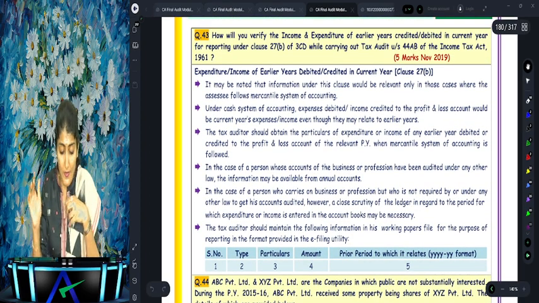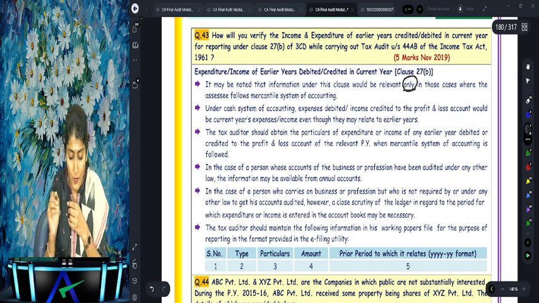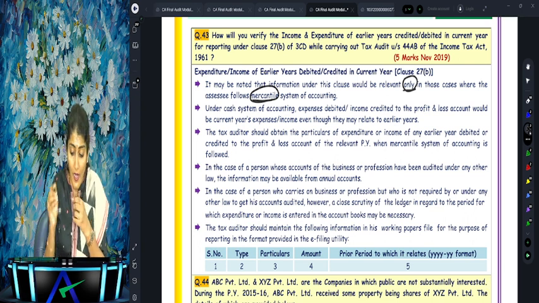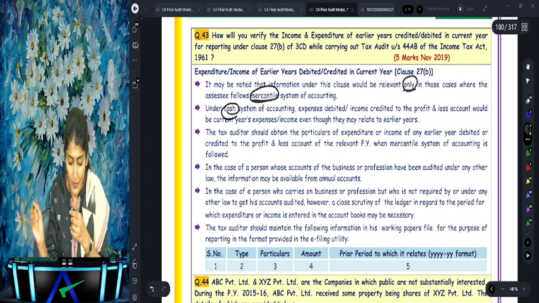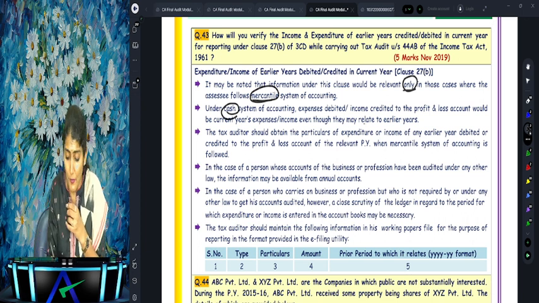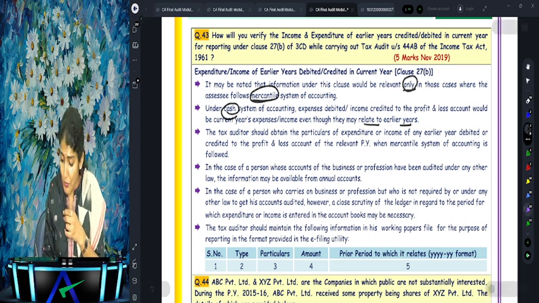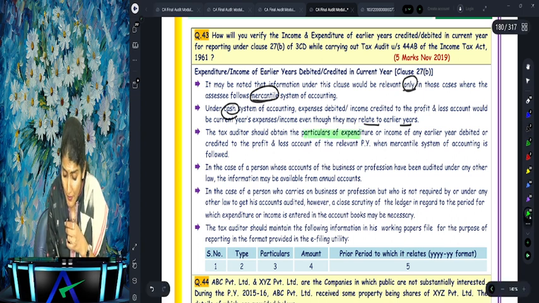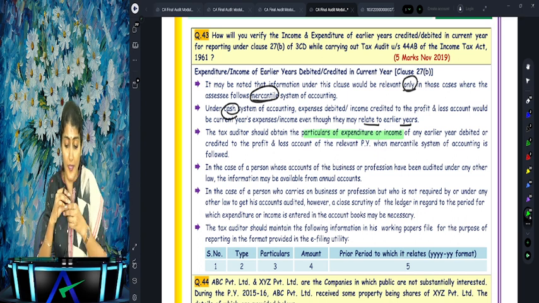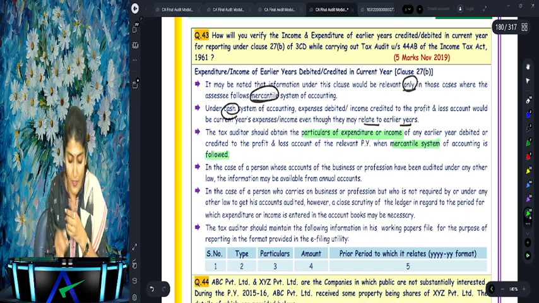It says it may be noted that information under this clause would be relevant only in those cases where the assessee follows the mercantile system of accounting. Under the cash system of accounting, what does it say? Expenses debited, credited to P&L would be current year expense, even though they may relate to the earlier year. The tax auditor needs to obtain the particulars of the expenditure or income of any earlier year which has been debited, credited to P&L in the current year only when the mercantile system of accounting is being followed.